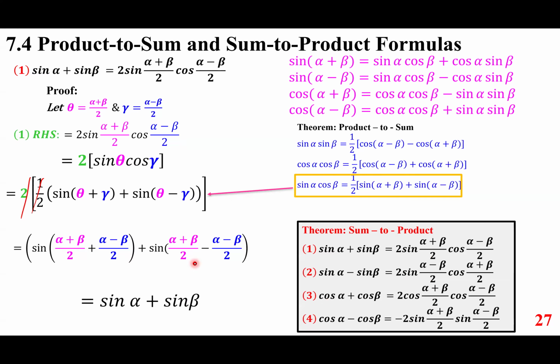And so the sum to product: sine of alpha plus sine of beta is 2 sine of alpha plus beta divided by 2 cosine of alpha minus beta divided by 2. And the rest of them follow in the same manner. You can prove them easily.